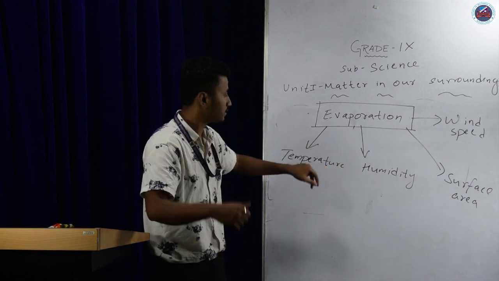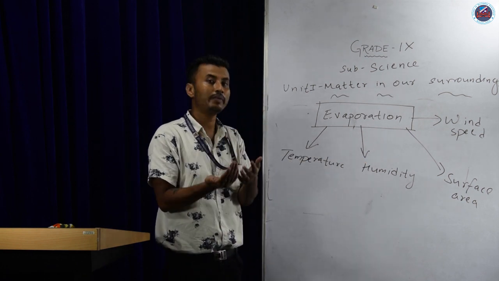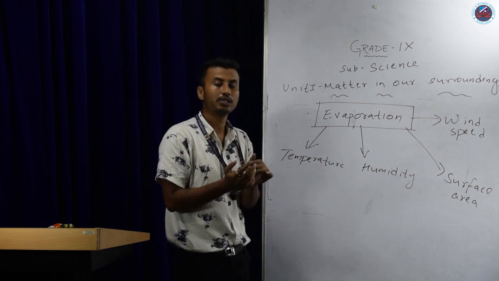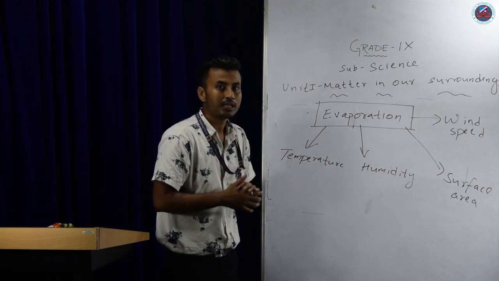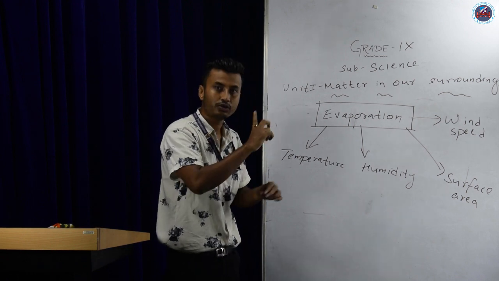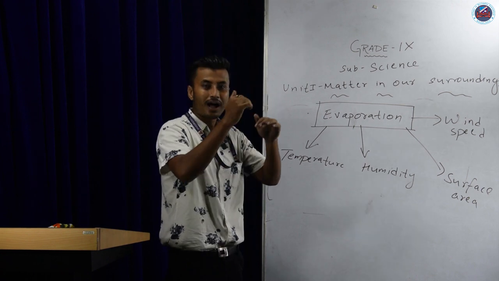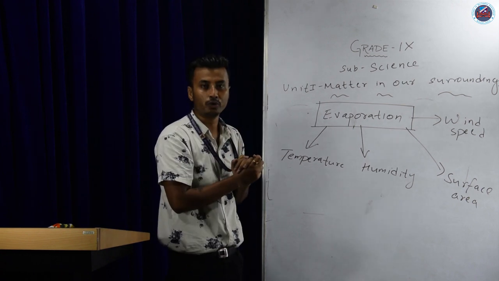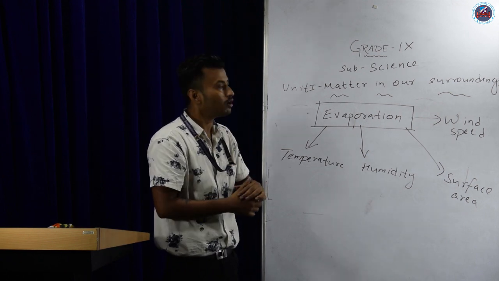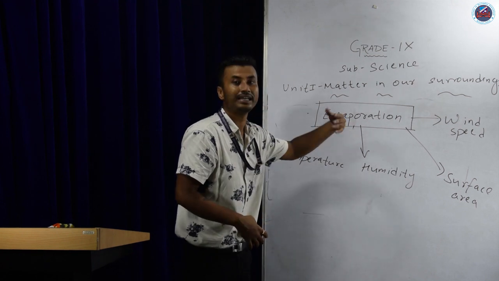Done? Next, evaporation depends on humidity. What is the meaning of humidity now? The moisture content present in the atmosphere is called humidity. Now, how is humidity related to evaporation? Again, let's go to the washing clothes example. Suppose it's after the rain, when the climate is more humid, if you try to dry your clothes, it takes a longer amount of time. So we can conclude that as humidity increases, evaporation decreases.